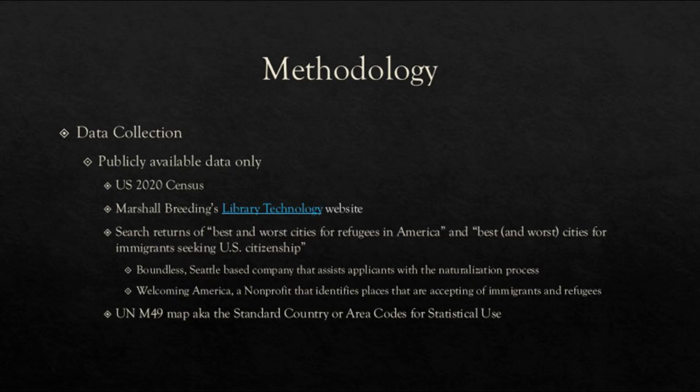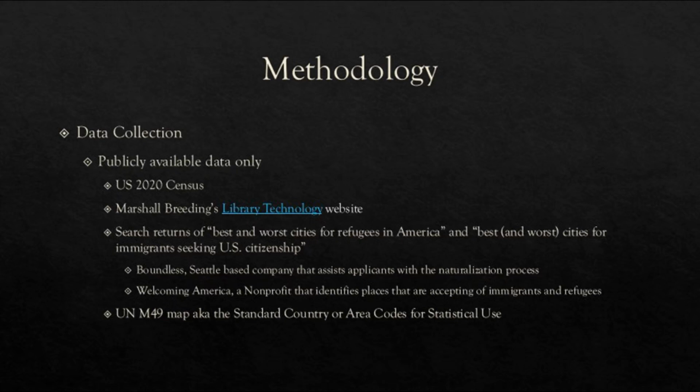I started using search results by entering in best and worst cities for refugees in America. I also used a suggested search called best and worst cities for immigrants seeking U.S. citizenship. Some of the first articles I looked at kept referring to a company called Boundless, which talked about the best places to become a U.S. citizen. They also included some of the worst places. A second company called Welcome to America is a nonprofit that identifies places throughout the U.S. as highly accepting of refugees and immigrants.